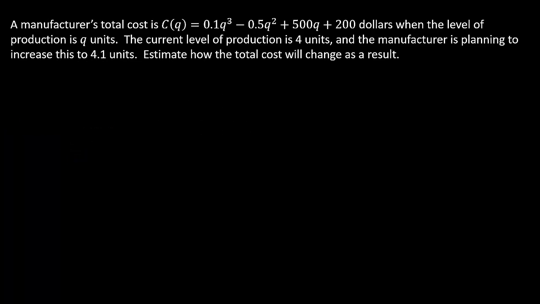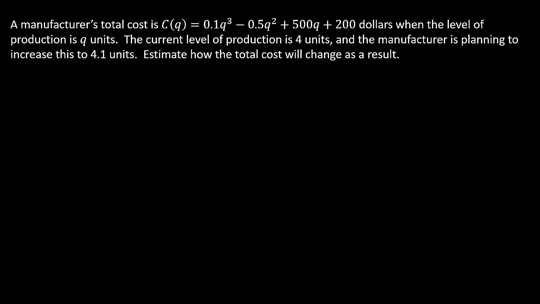All right, it says a manufacturer's total cost is C of Q is equal to 0.1 Q to the third minus 0.5 Q squared plus 500 Q plus $200 when the level of production is Q units. The current level of production is 4 units, and the manufacturer is planning to increase this to 4.1 units. Estimate how the total cost will change as a result.